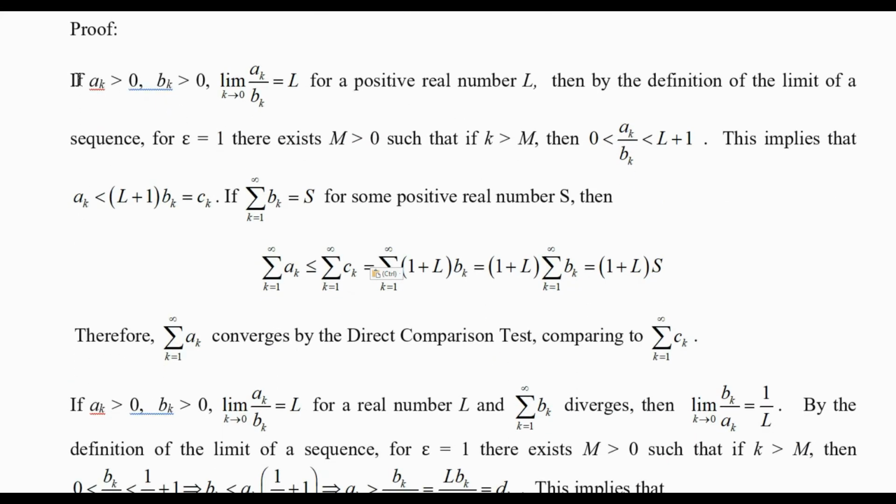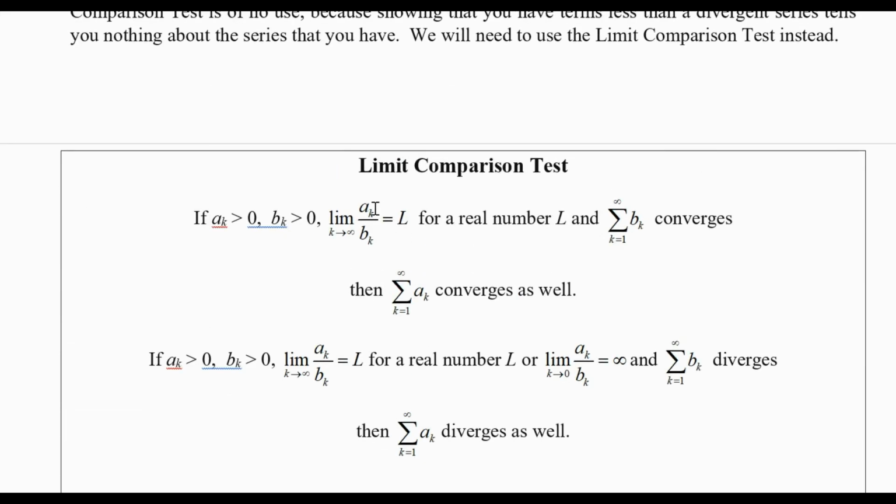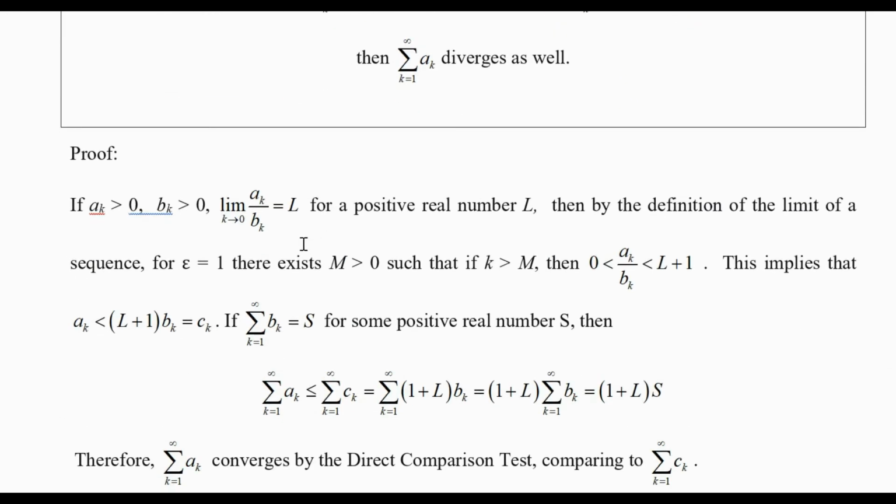Now here's how the proof goes. So this is our hypothesis again, same thing we just said, that we've got positive terms, the limit exists. I've still got the same copy and paste problem. Let's fix that.